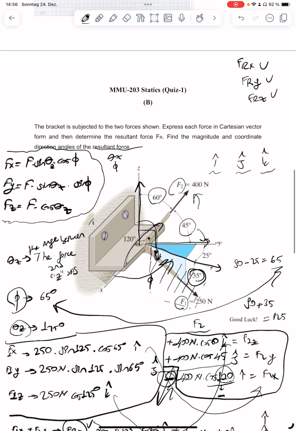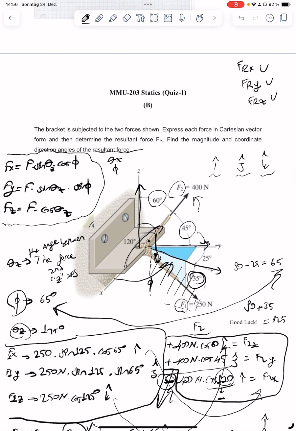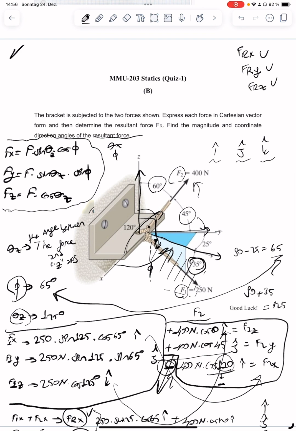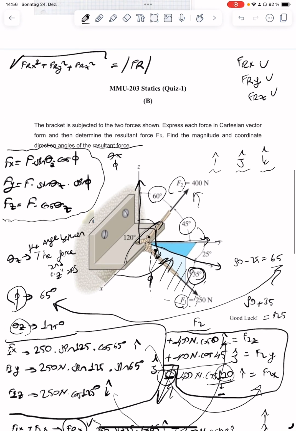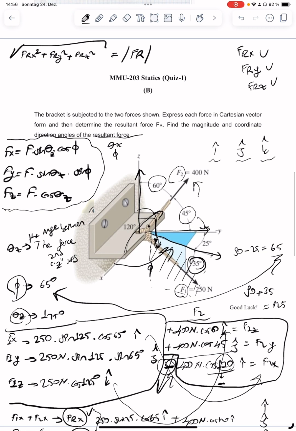So we can find the magnitude of the resultant force with the square root of F resultant in the x-axis squared plus F resultant in the y-axis squared plus F resultant in the z-axis squared. It is the magnitude of the resultant force. Okay, we found the magnitude of the resultant force.